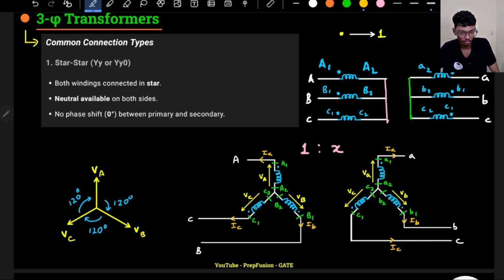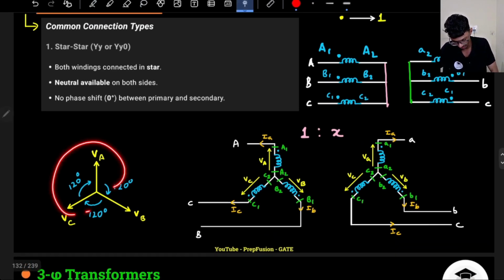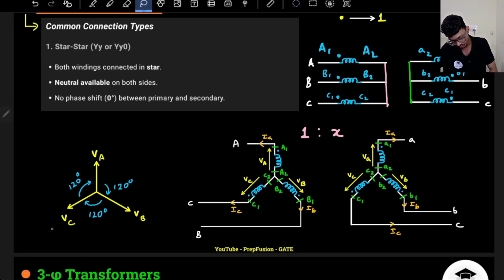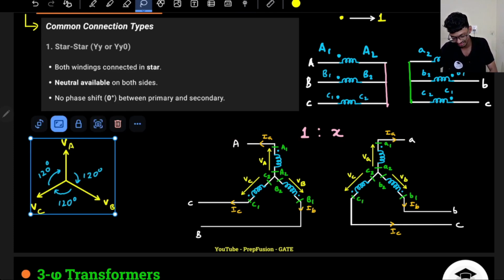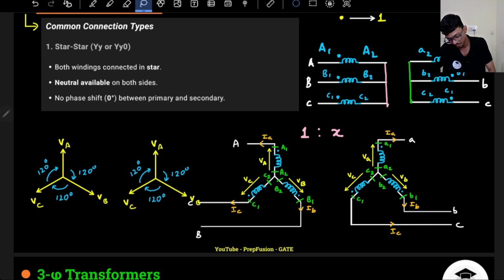So one thing you should always keep in mind, that these are my phase voltages, VA, VB, VC, in the coil, in the primary. It is a balanced load, so they will be phased apart by 120 degrees. So please keep in mind that there will not be any phase shift between the coils of the primary and the coils of the secondary. Got it?